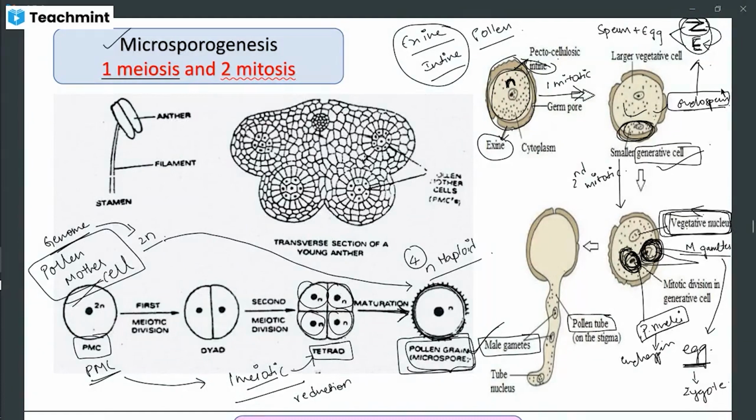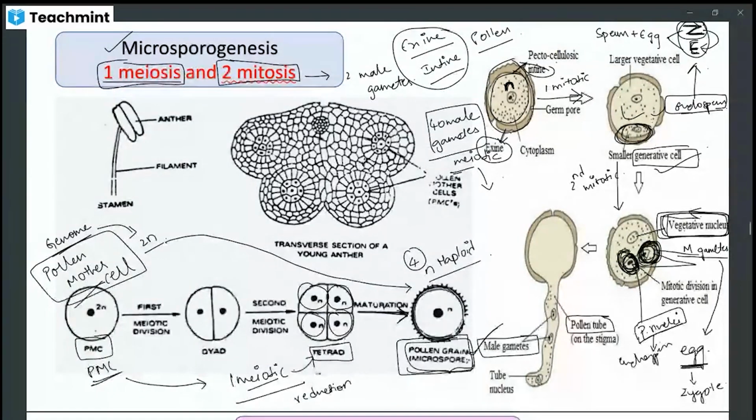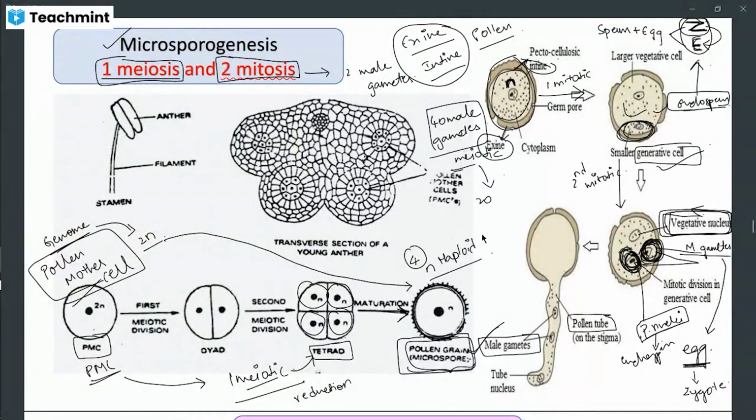So we discussed microsporogenesis. It involves one meiotic division and two mitosis in order to form two male gametes. The question might come in this manner: a plant has ultimately produced 40 male gametes. So how many meiotic divisions did it undergo? You can answer and also type in the chat box. 20. Any other answer?